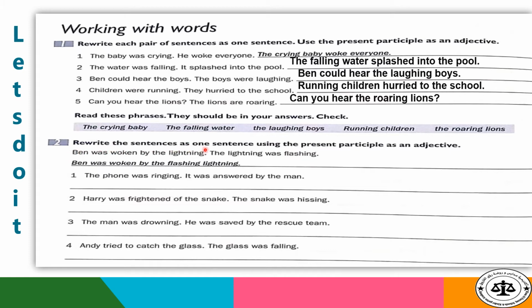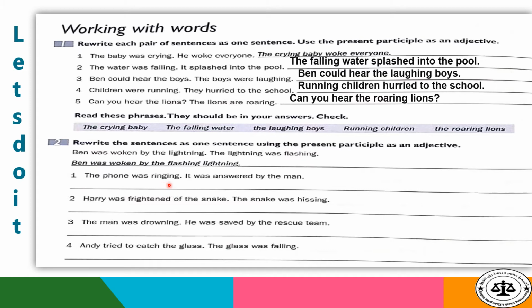Rewrite the sentences as one sentence using the present participle as an adjective. Ben was walking by the lightning. The lightning was flashing. So, Ben was walking by the flashing lightning.